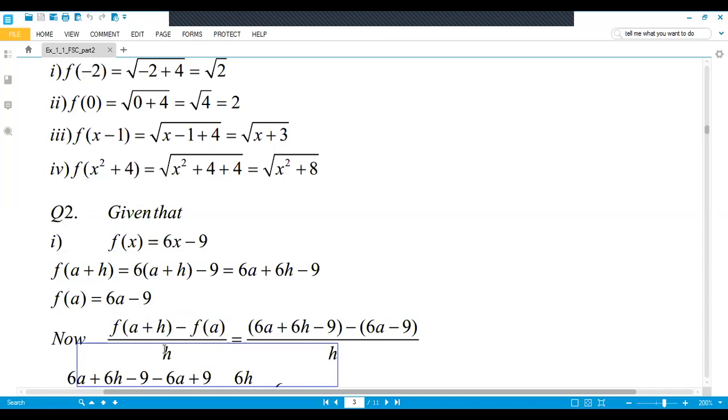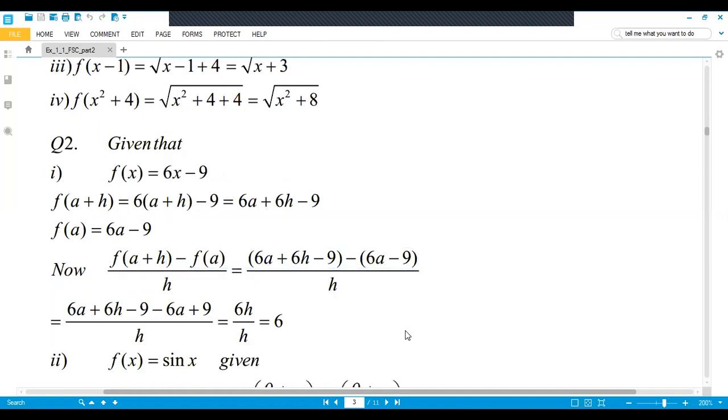So to find this, what will we do? We already found f of a plus h here. So we put this value in place of f of a plus h, 6a plus 6h minus 9, and in place of the minus sign we put this minus sign, and in place of f of a we put its value, 6a minus 9.